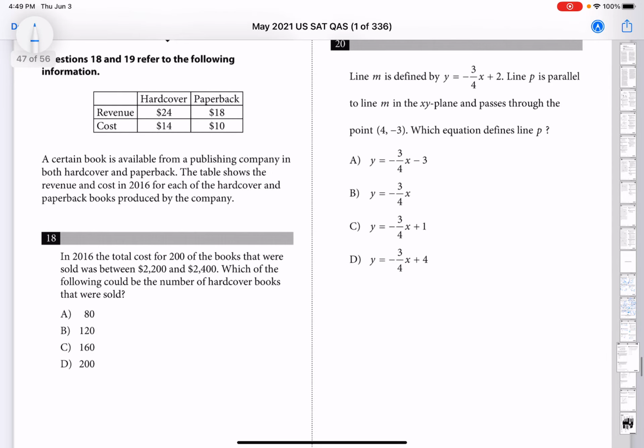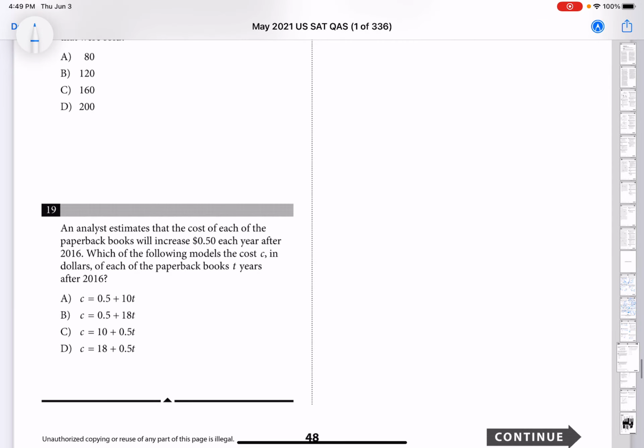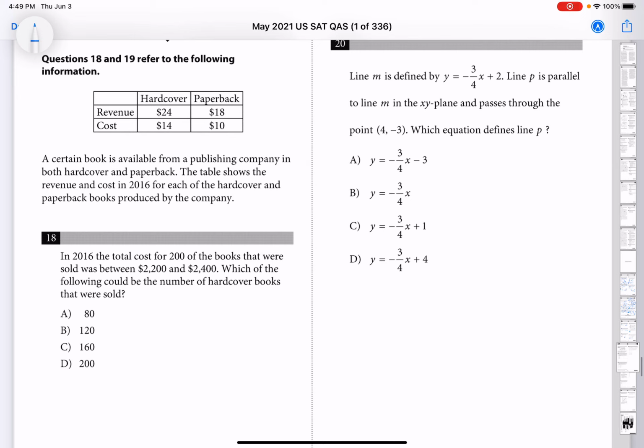All right, 18 is going to be combined with 19. Okay, so let's see. This is a two-part question. I'm just going to go straight to the question first. So it says in 2016, the total cost for 200 of the books that were sold was between 2,200 and 2,400. Which of the following could be the number of hardcover books that were actually sold? Okay, so there were 200 books that were sold.